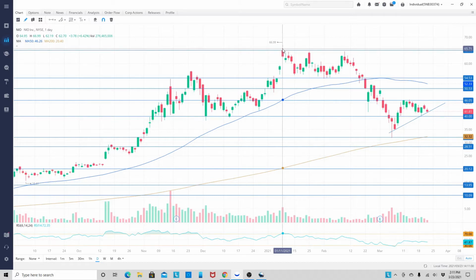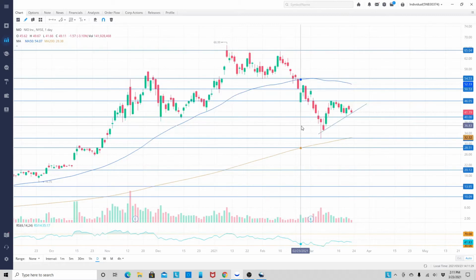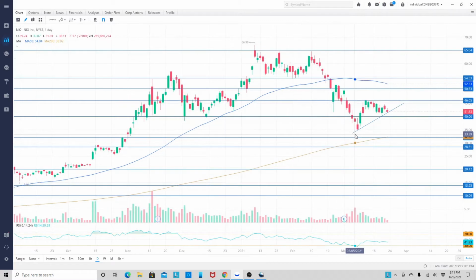And ever since then, you saw the stock just lose almost half of its value at one point during the worst part of the correction. Let me move over here. And you could see our low right here on this day, which was March 5th. The low was $31.91. So that was more than half or 50% from the high right there.